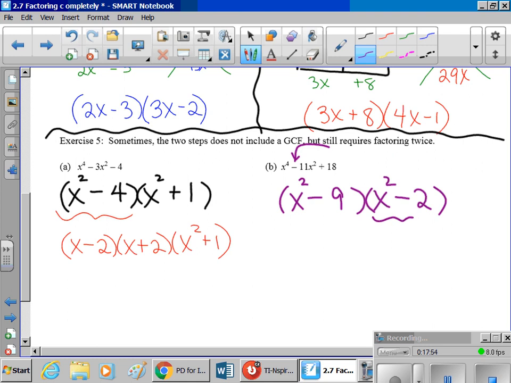This is not a perfect square. 2 is not a perfect square. It can be solved, but we're going to get into that later on in the unit or in the course. So the only thing we're going to do right now is we're going to say x minus 3, x plus 3 times the x squared minus 2.